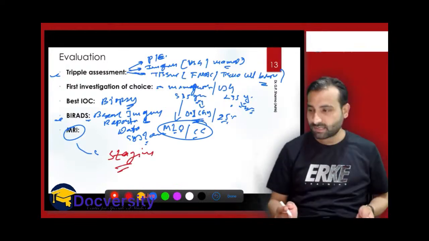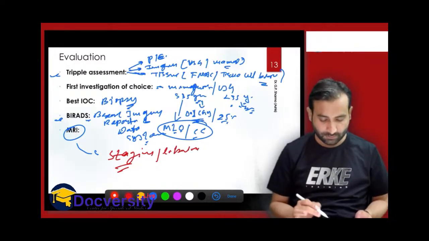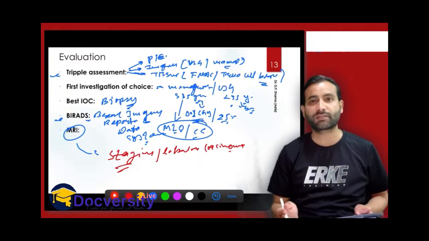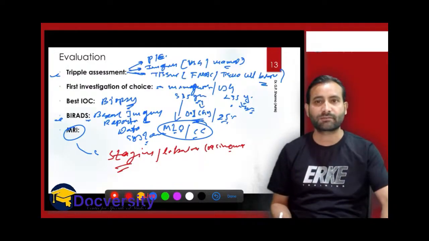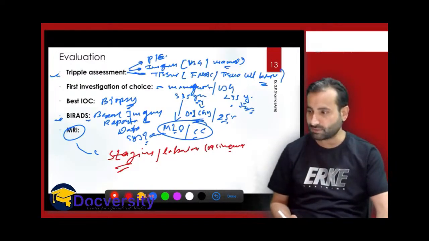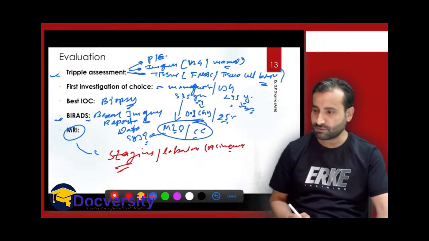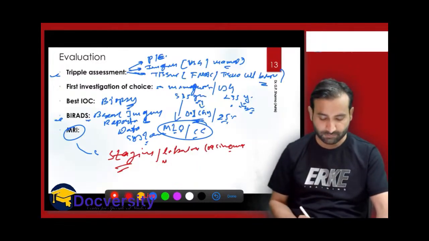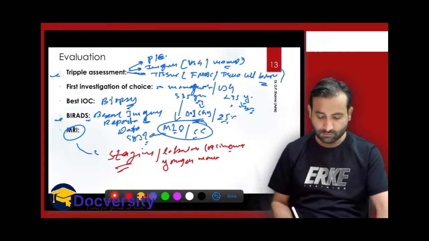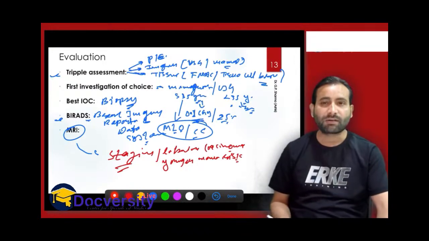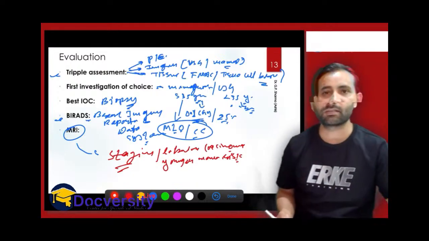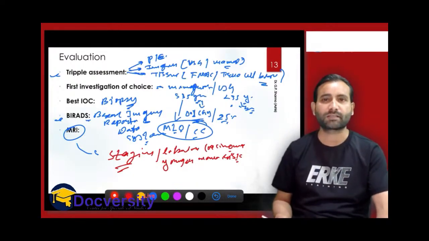MRI sometimes we can do. The MRI is used for the staging, and it is used for the lobular carcinoma as well. It is used for the staging of breast cancers, and it is also used for younger women who are at risk of breast cancer, right? Who are at risk means, for example, those who have a history of breast cancer in their family, right?